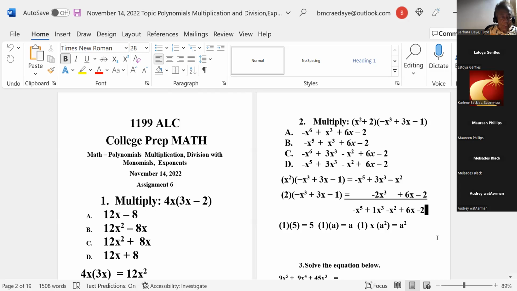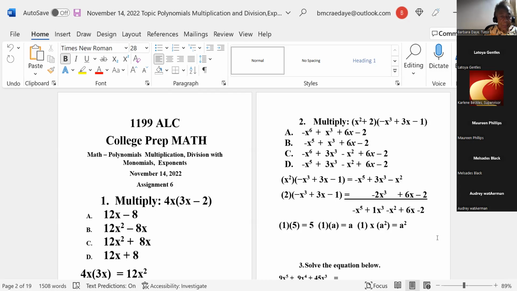Do you see the answer? x to the 5th plus x to the 3rd plus 6x minus x to the 2nd minus 2. I don't see any with 1x to the 3rd power, miss. You don't see what?